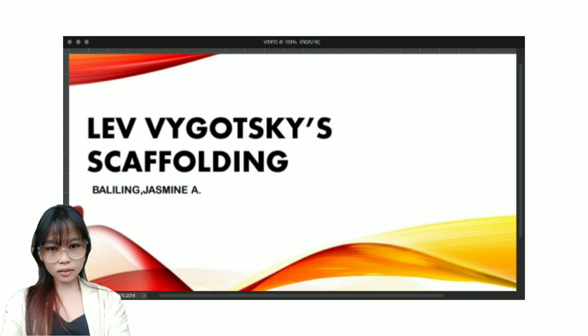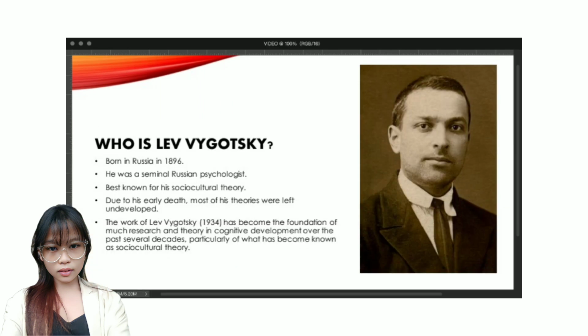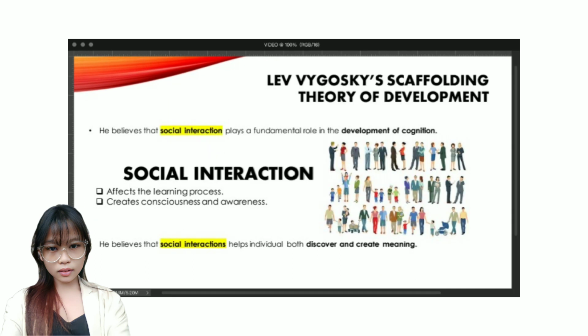But first off, syempre, we need to know first who is Lev Vygotsky. Okay, so Lev Vygotsky was born in Russia in 1896. He was a seminal Russian psychologist and he is best known for his socio-cultural theory, the theory which we will discuss further later. Due to his early death, most of his theories were left undeveloped. The work of Lev Vygotsky in 1934 has become the foundation of much research and theory in cognitive development over the past several decades. It is particularly of what has become known as sociocultural theory.